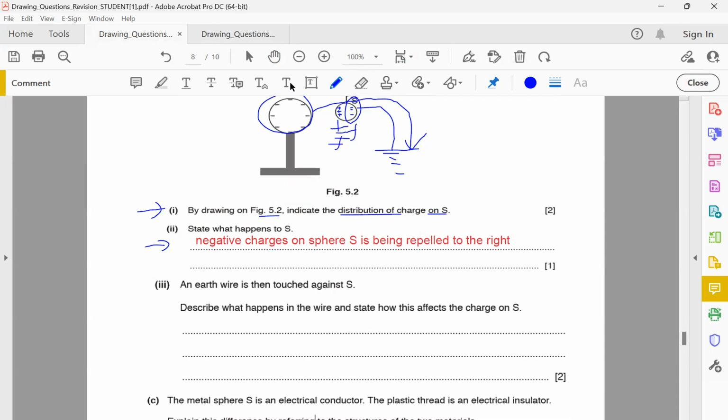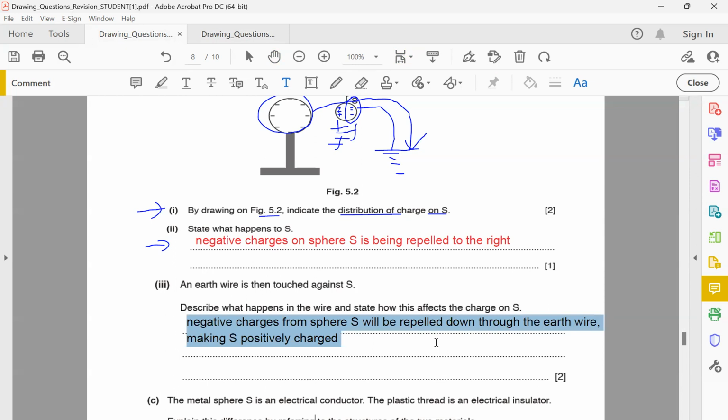And so it will become positively charged. Then you're going to say, describe what happens, right? You're going to say negative charges from sphere S will be repelled down through the earth wire, making S positively charged. And bam, you get your 2 marks again.